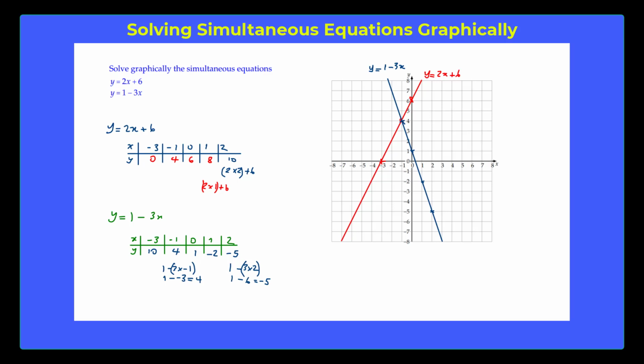And as I said at the start, the solution to the simultaneous equations now is simply where the two lines cross. And as you can see, these two lines cross at the point -1, 4. In other words, my solutions are x is -1 and y is 4.